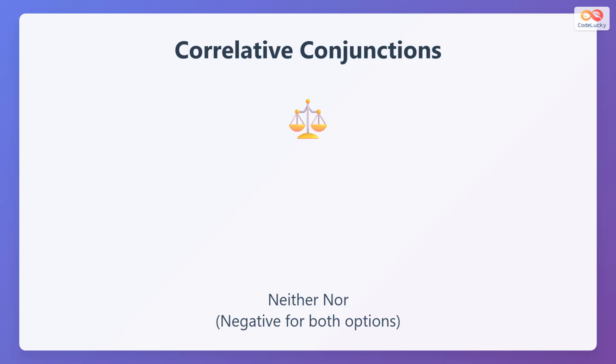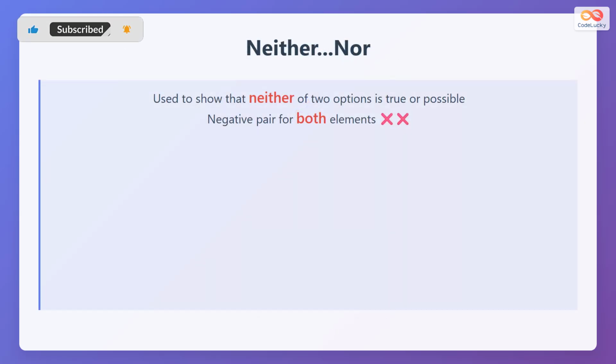Correlative conjunctions are pairs of words that work together to connect two ideas. One common pair is neither and nor, which are used to show that two things are not true or will not happen. Neither nor is used to show that neither one option nor the other is true. It is used for two negative choices, meaning both options are not happening or not correct.